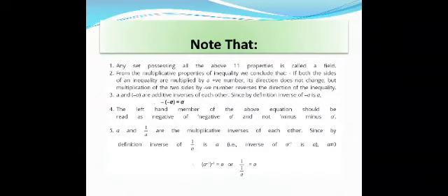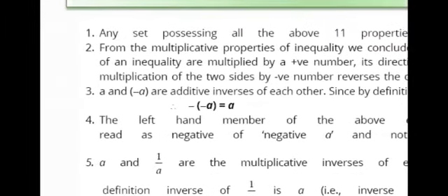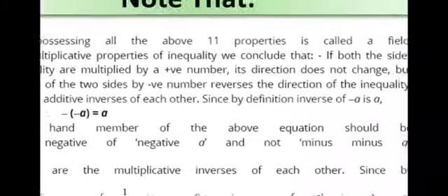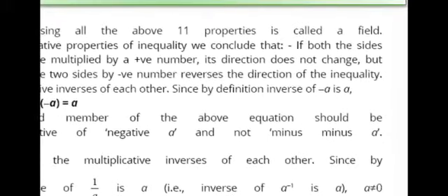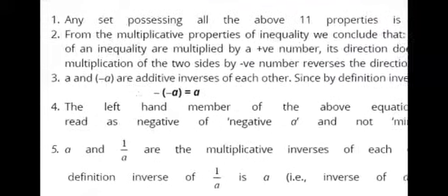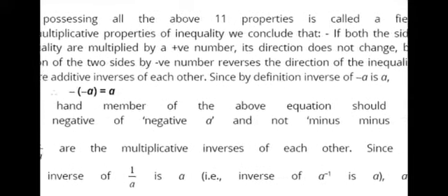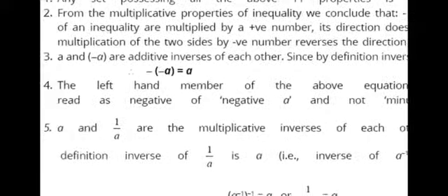Next, some important notes. If all the above axioms hold in a set, this set is called a field. If all the five properties, closure law, associative, identity, inverse and commutative, hold in a set, it is called a group, and all the 11 properties we discussed above are called a field. Multiplicative property of inequality: if both sides of an inequality are multiplied by a positive number, its direction does not change, but if we multiply by a negative number, its direction reverses.